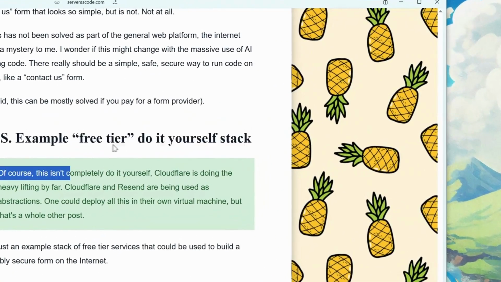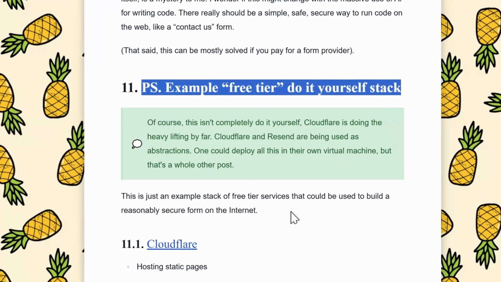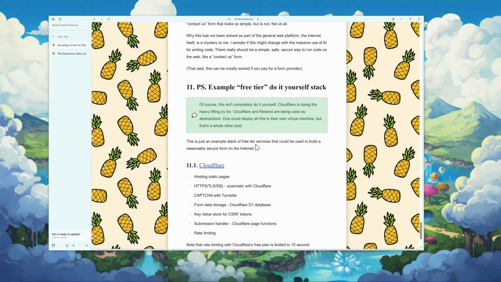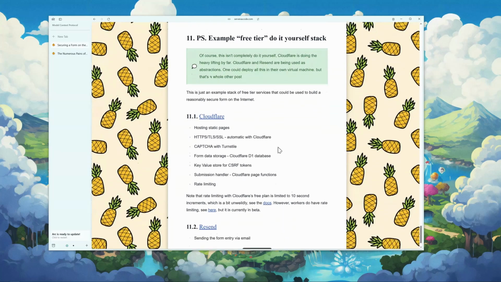At the end here, I give you an example of a free tier do-it-yourself stack. Of course, we're not reinventing the entire universe. You could potentially do all this work in your own virtual machine, but that's a whole other post. That's a whole other set of issues and work that you're going to have to do if you build this all in your own virtual machine.